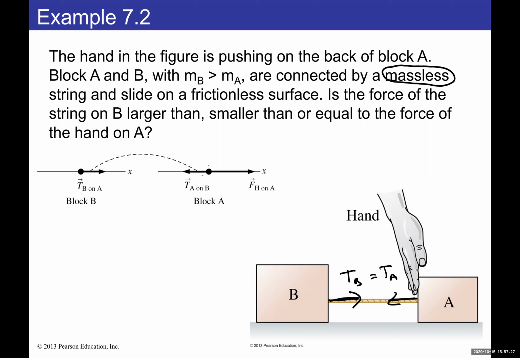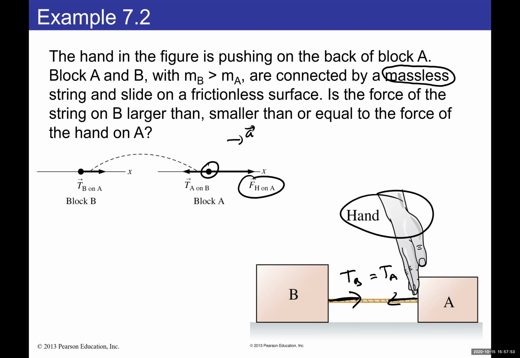Because if you're talking about a free body diagram for A, A is the only one being pushed by the hand. So this is the force of the hand on A, but then the tension acts in the opposite direction. Since there's a frictionless surface, the system accelerates to the right.